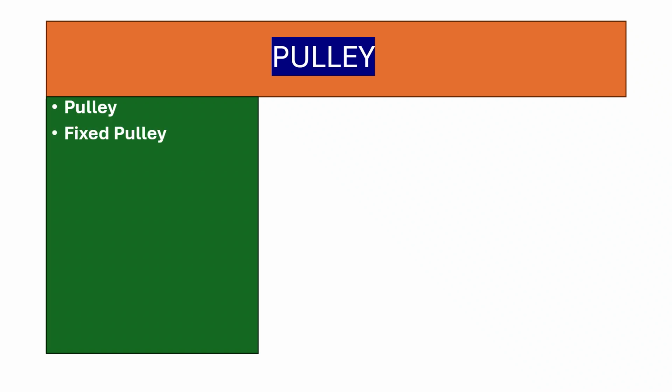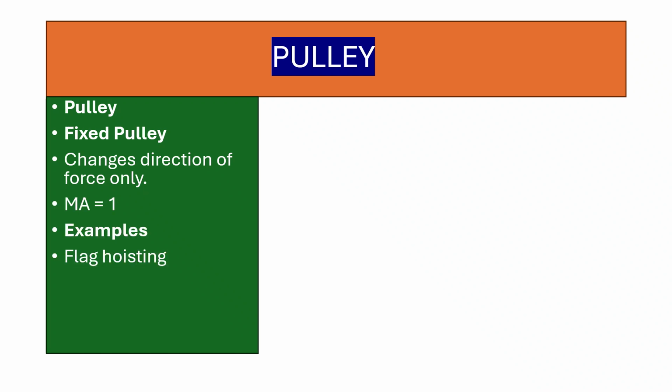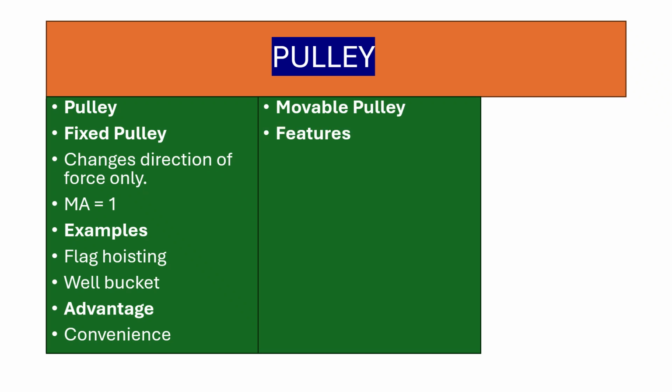What is a pulley? Now, a pulley, we also term it as a fixed pulley, and there are different varieties. The fixed pulley changes the direction of force only. Here, mechanical advantage is 1. For example, flag hoisting or a well bucket. And what is the advantage? Definitely it's convenience.